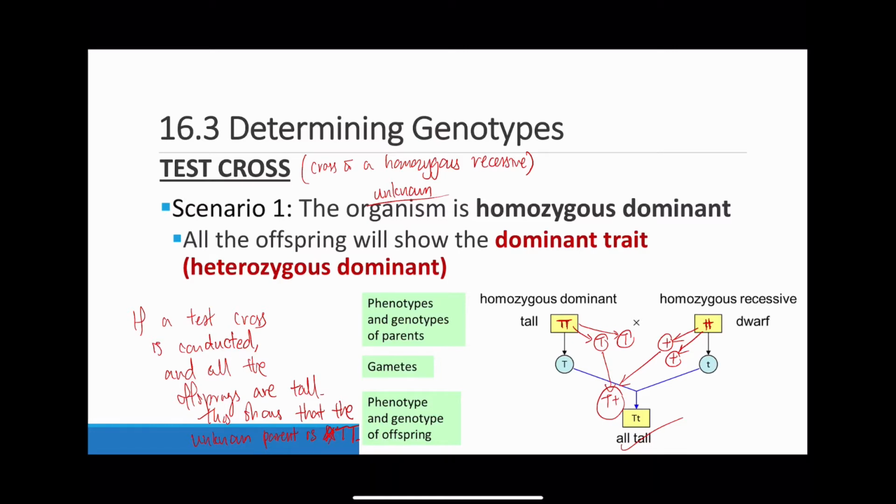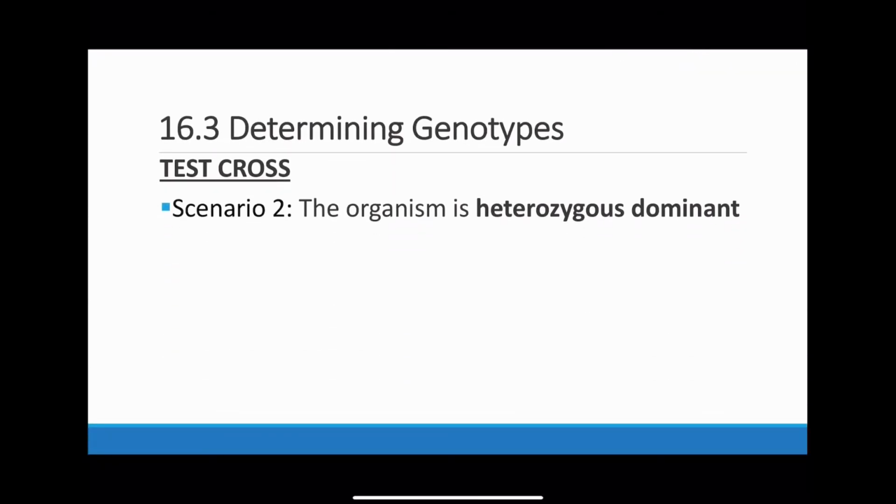Let's take a look at the second scenario that could have happened. The second scenario is if the organism is actually heterozygous dominant. So maybe it's big T, small t. What would be the case? If the parent is big T, small t, in a test cross you always cross with a small t. So if you find the gamete, you realize that this can be big T or small t. This one will always be small t in this case. And through random fertilization, you end up with big T, small t in this case, and small t, small t in the other cases.